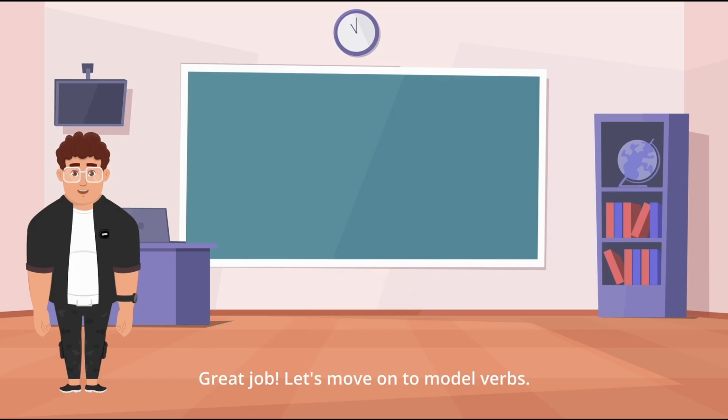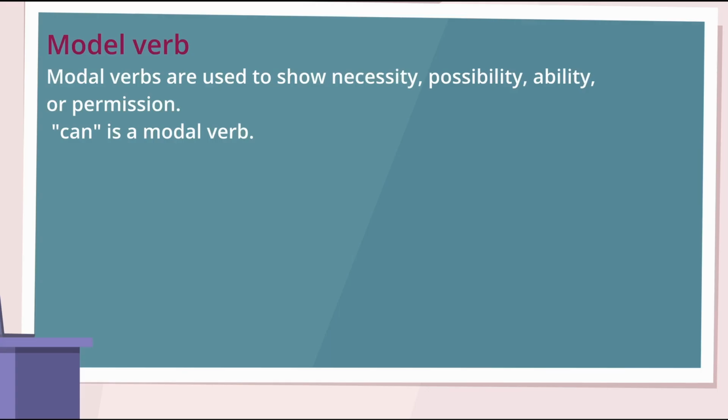Great job. Let's move on to modal verbs. Modal verbs show necessity, possibility, ability, or permission. For example, can is a modal verb. I can swim is an example of a sentence with a modal verb. Here are some more examples.